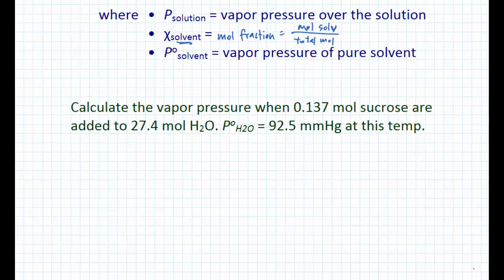So let's calculate the vapor pressure, okay? So that's going to be P solution. That's the vapor pressure of the solution when 0.137 moles of sucrose are added to 27.4 moles of water. So we're going to need a mole fraction there. And here's the original pressure, 92.5.